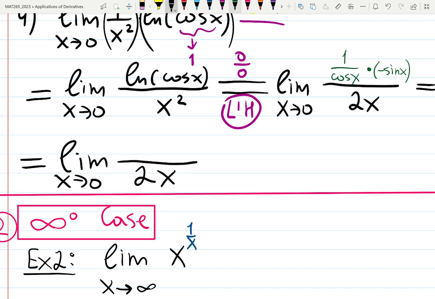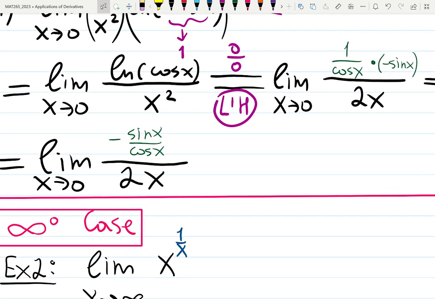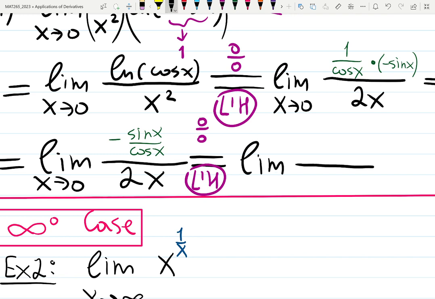2x, and now let's simplify. It's going to be minus sine x over cosine x at the top, and I changed the color to green. So sine at 0 is 0, cosine at 0 is 1. So it's still a 0 over 0 case. It's not really helpful. If it happens, you can perform L'Hopital's rule again, and then if it's 0 over 0 or infinity over infinity, again. So now I want to differentiate the top and the bottom again, separately.